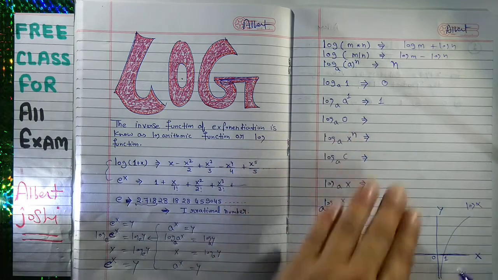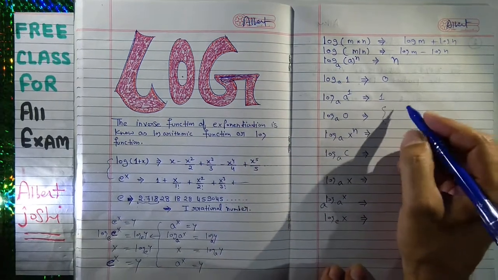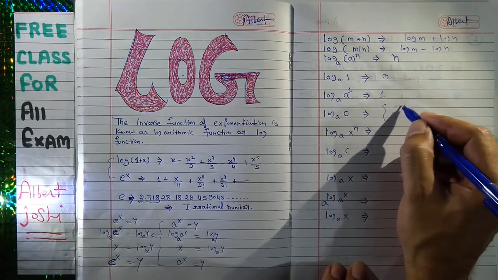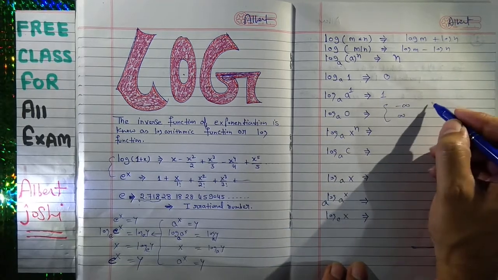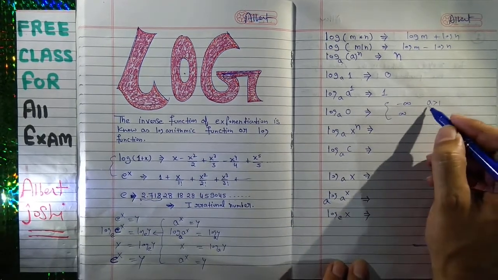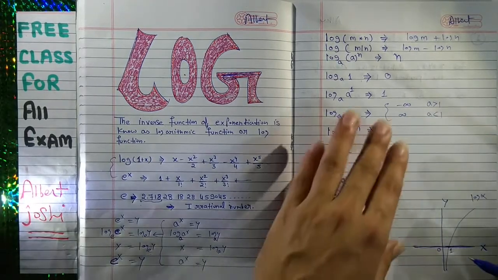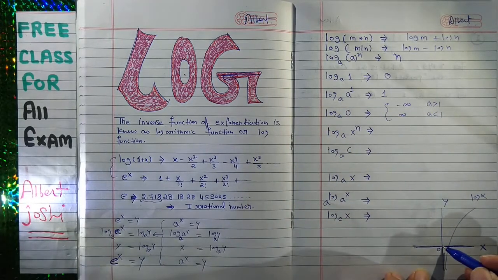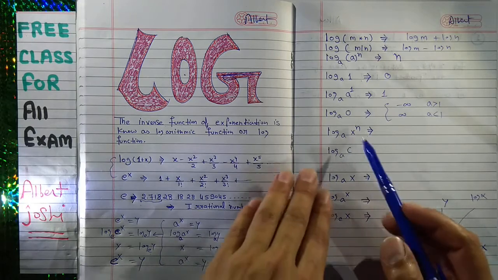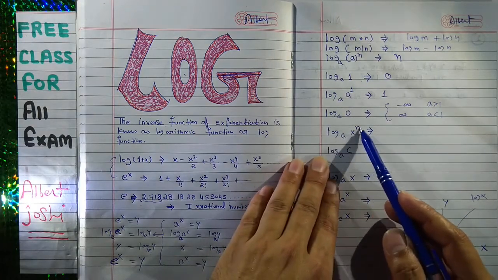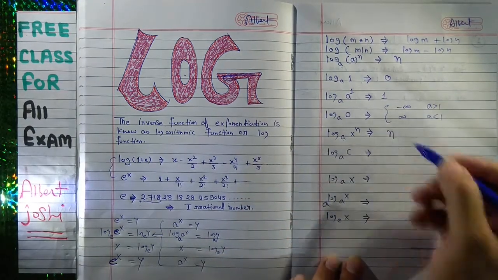Log A of 0 has two values. First is minus infinite or infinite. It is minus infinite when A is greater than 1, when the base is greater than 1. If the base is less than 1, then it is infinite. You can see at 0 it is going to minus infinite. Now log A base x to the power n is equal to n.